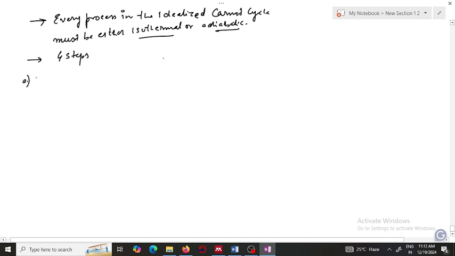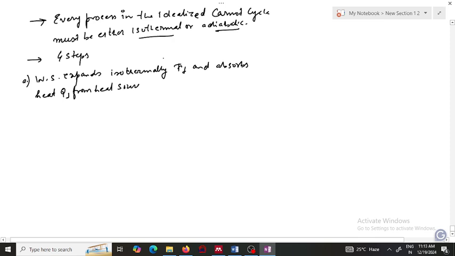The first is that the working substance expands isothermally. And how does it expand isothermally? By absorbing heat. So it involves absorption of heat, and it absorbs heat Q1 from the heat source maintained at T1.